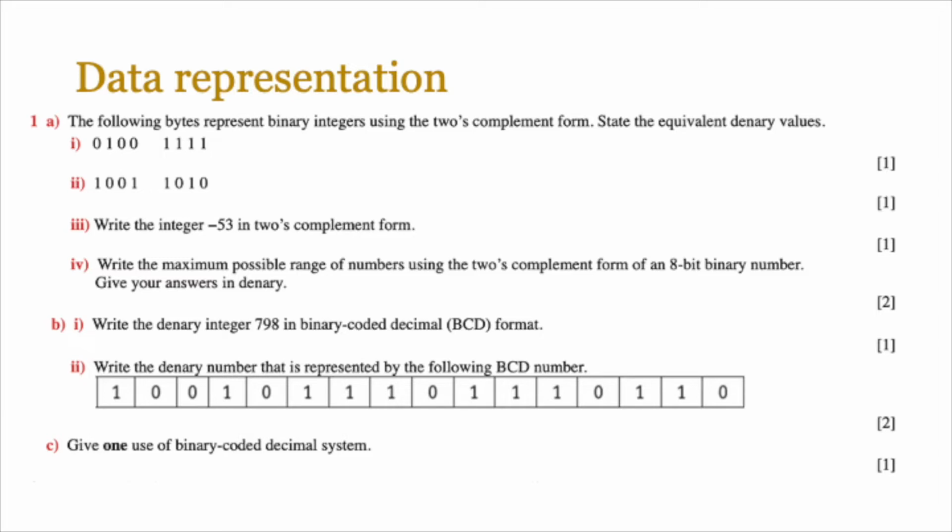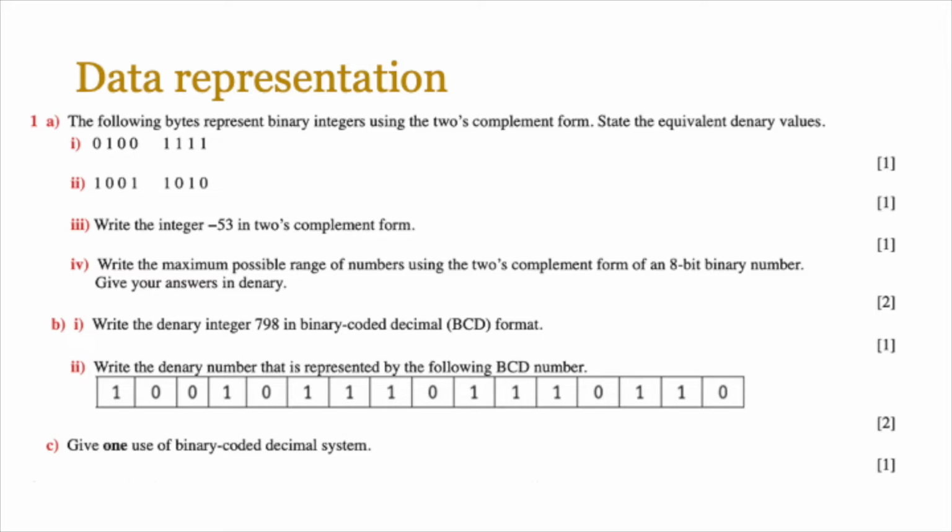The third part of the question, where you have to write the integer minus 53 in 2's complement form, requires you to first work out what 53 is and then flip it and then add 1 to it to work out the negative component. Similarly, when you're looking at part 4, you can write the maximum possible range of numbers using 2's complement form for an 8-bit binary number. You have to give your answers in denary, so you need to let me know what the highest number would be. So plus, for example, 56 and minus 56. So there might be a range of numbers between positive and negative. So work that out and give that answer to me.